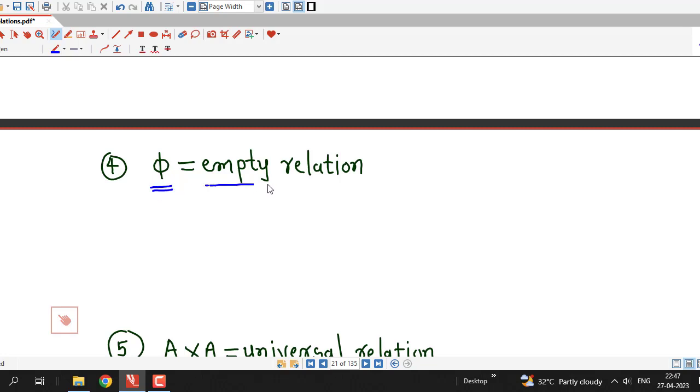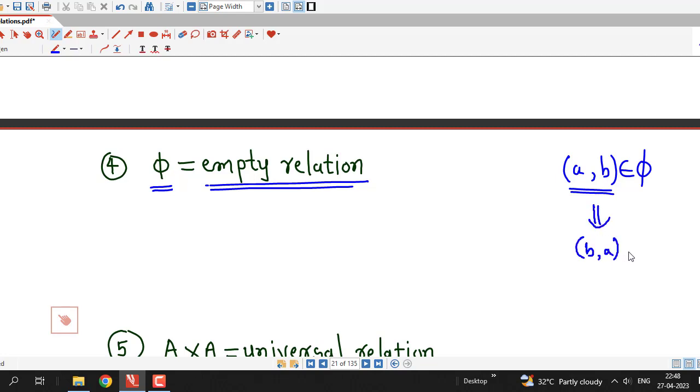So the empty relation is always symmetric because here we do not have this type of situation. There is no pair in the empty relation. So if (a, b) is in the given relation, then we have to check whether (b, a) is in the given relation or not. But here this relation is empty, so there is no pair in this relation. Therefore the empty relation is symmetric.